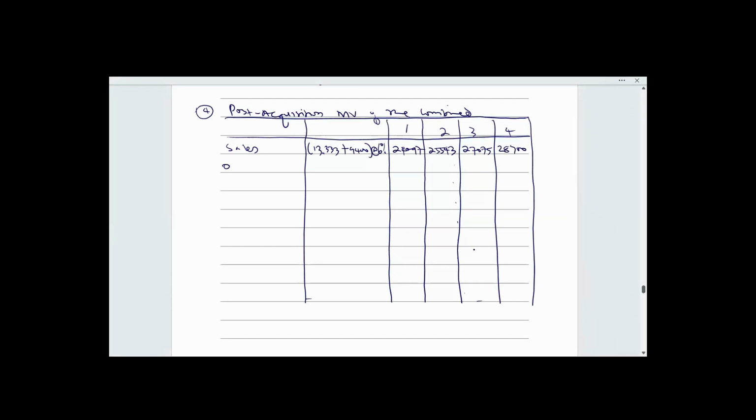Next one is operating expenses. The examiner has told us that operating expenses should be 70% of the sales value. Operating cost, which is 70% of sales. Therefore, 24097 multiplied by 0.7 equals 16,868.